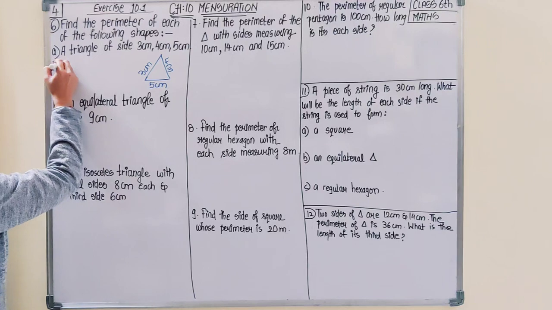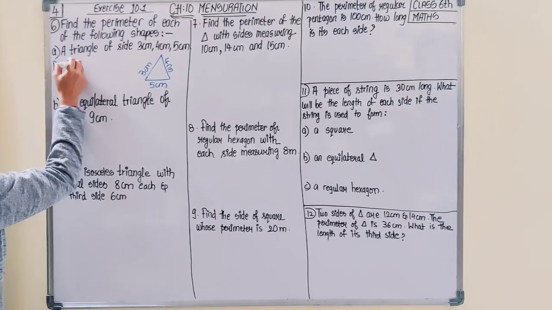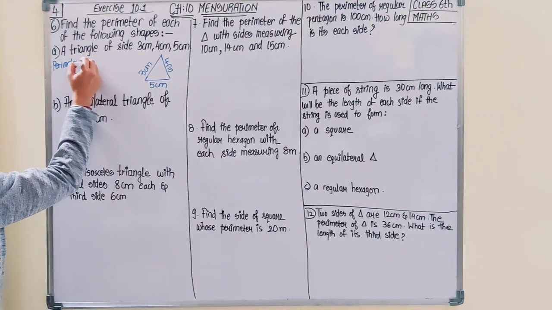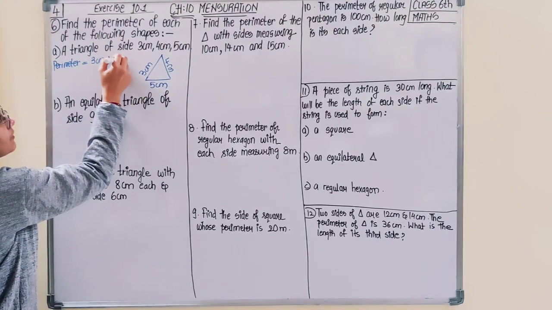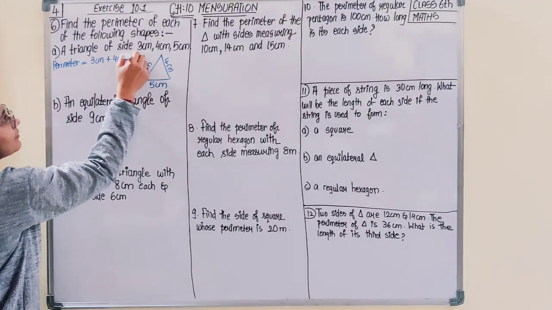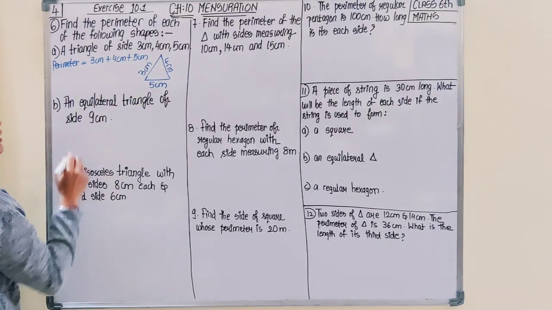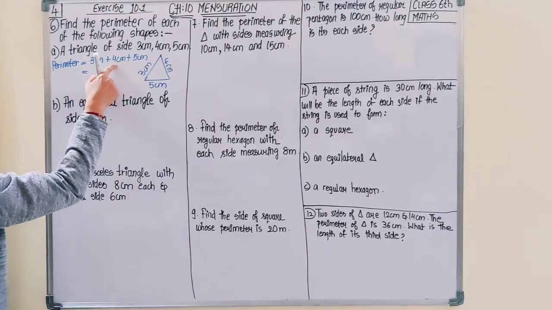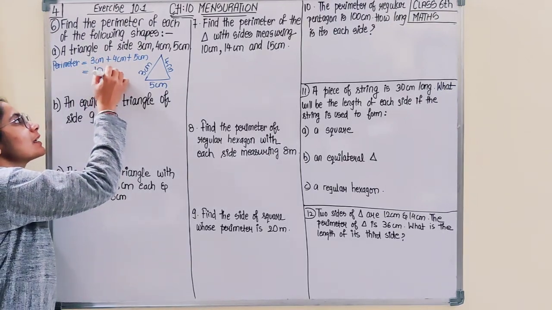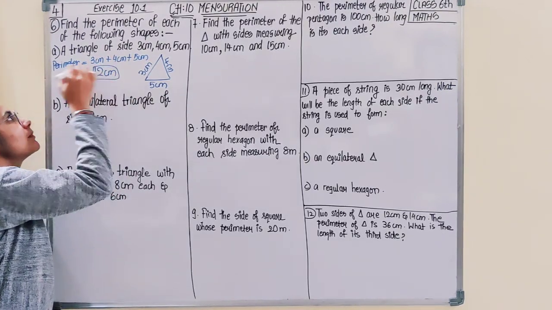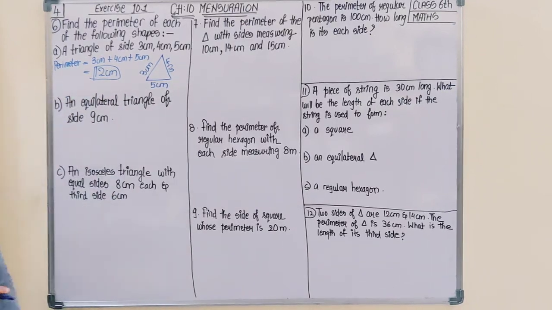Okay. So, perimeter of the triangle is equal to 3 cm plus 4 cm plus 5 cm. Okay? 3 plus 4, 7, plus 5, 12. 12 cm is the perimeter of the triangle.